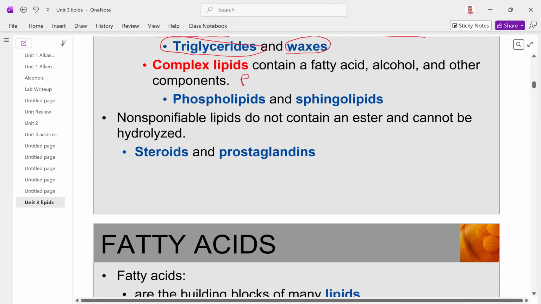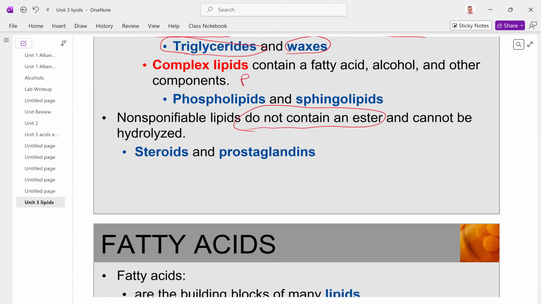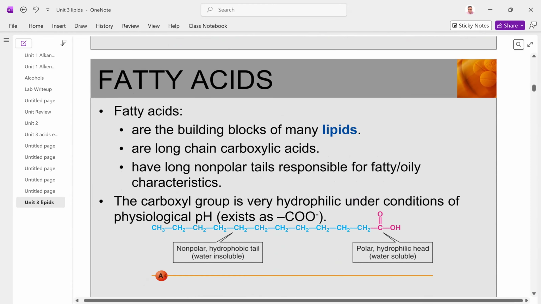Non-saponifiable lipids don't contain an ester. That means they cannot be hydrolyzed or taken apart. These are things like steroids, prostaglandins. Prostaglandins are important for a lot of reasons. We're going to talk about that. All right.